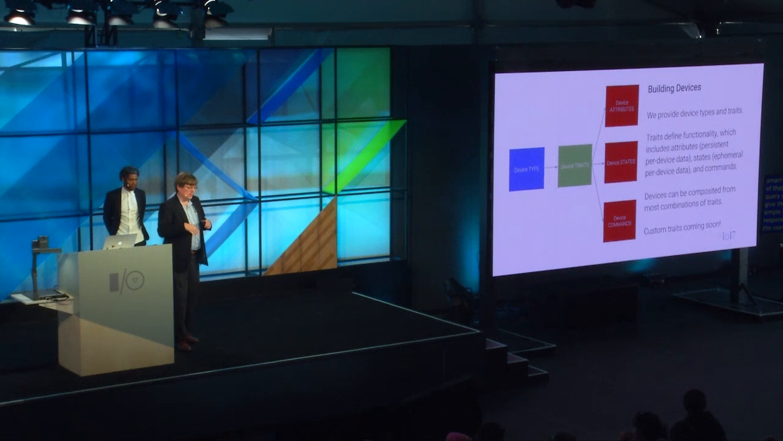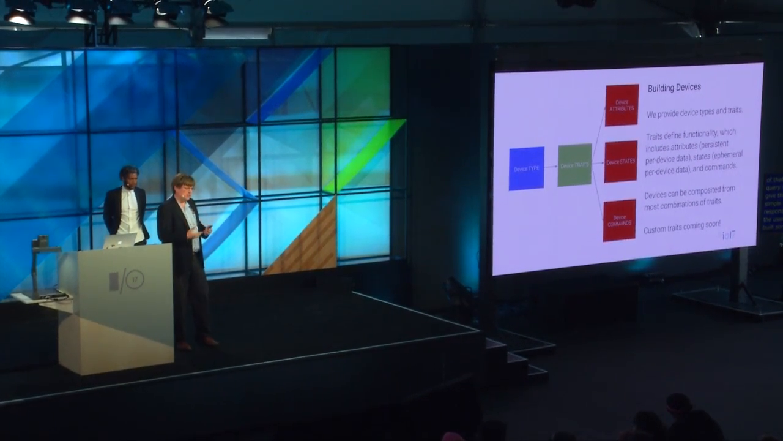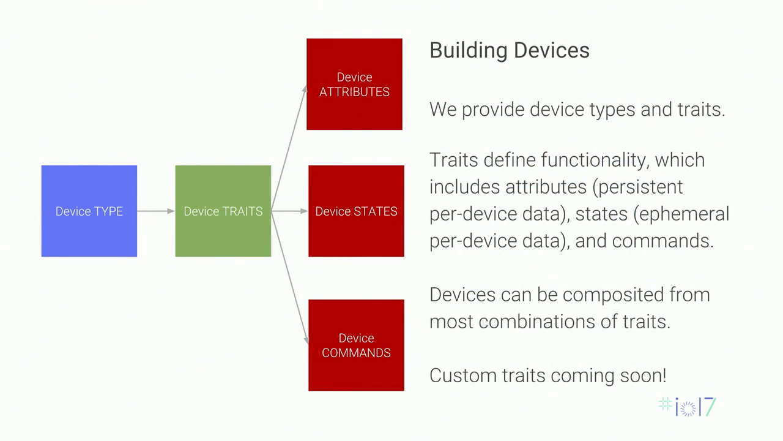We have built some basic device types. We're building a lot more device types over the coming weeks and months. These device types are composed of traits. Traits are really where functionality occurs. So you have a trait, the simplest trait ever, on/off. It means this device has a switch.